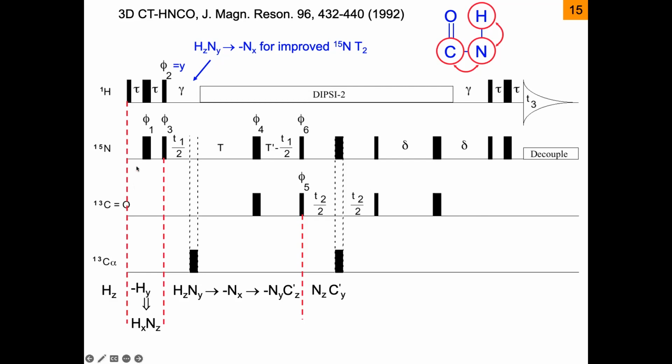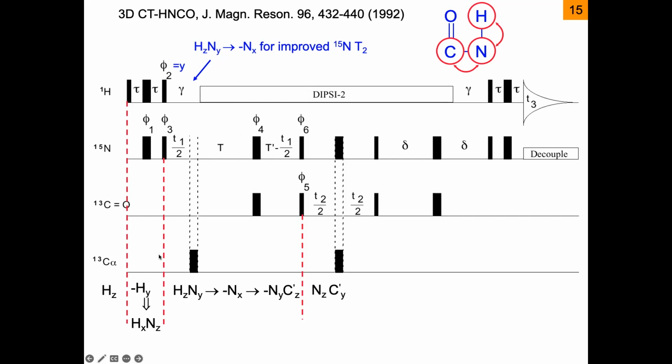So you have three frequencies, and C alpha actually also for decoupling. C alpha is between 50 and 60 ppm, center maybe 56, something like this. And now what you see here is all these INEPT steps. So the first part we have already done. This is a proton to nitrogen transfer.